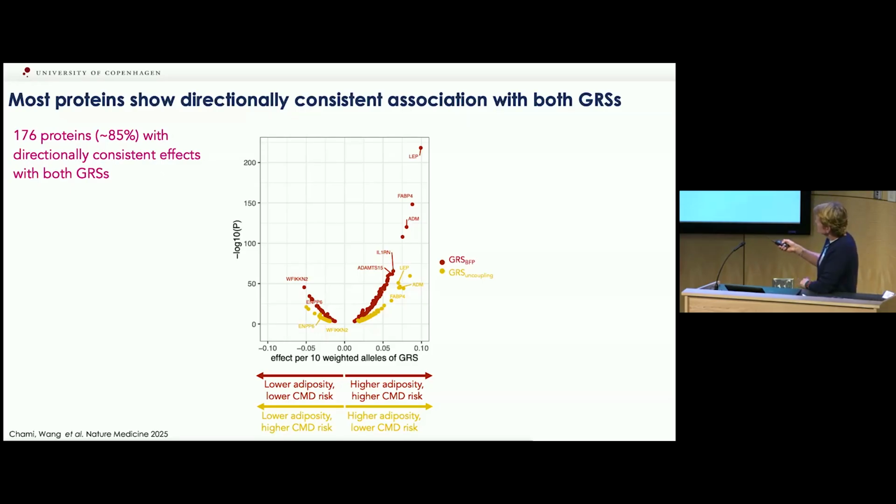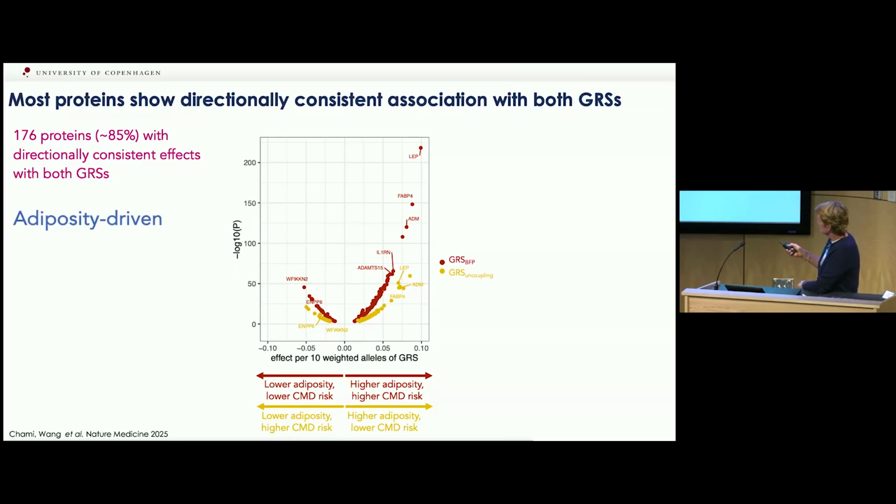So these 176 proteins are directionally consistent with the traditional adiposity proteins. Leptin, fatty acid binding proteins, you see them pop up in both plots at the same time, and the same with some others on this side. So we call these proteins adiposity driven.